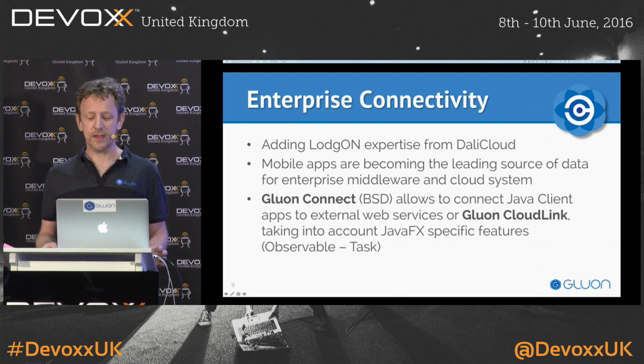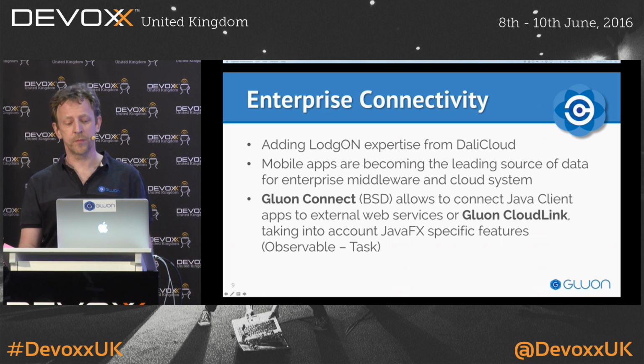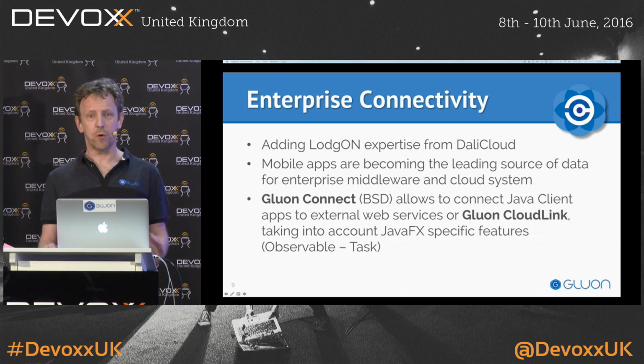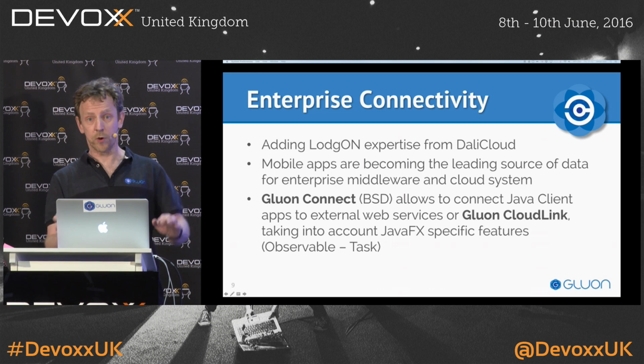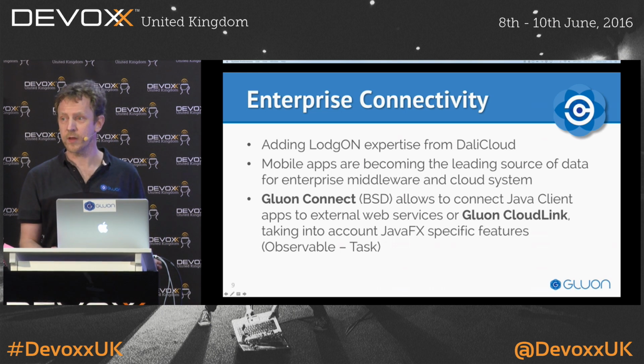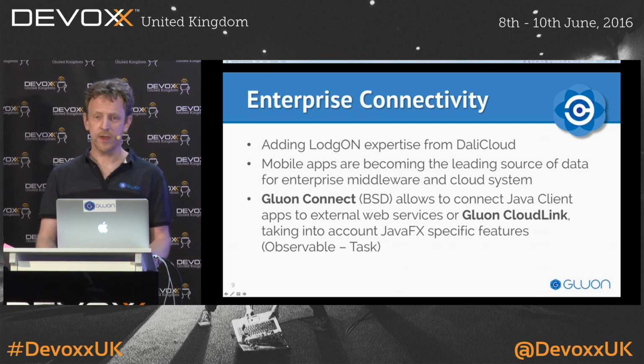And it allows you to connect your Java application to external web services, to any REST backend system, for example, or to the Gluon Cloud Link, which is a Gluon product that forms the bridge between the mobile world and the enterprise world. I will talk about it later. But Gluon Connect, which is also bundled in the whole Gluon mobile stack, so you can easily use it if you have the Gluon plugins, is the one that contains the APIs that you use at the client, and those will talk to the enterprise.